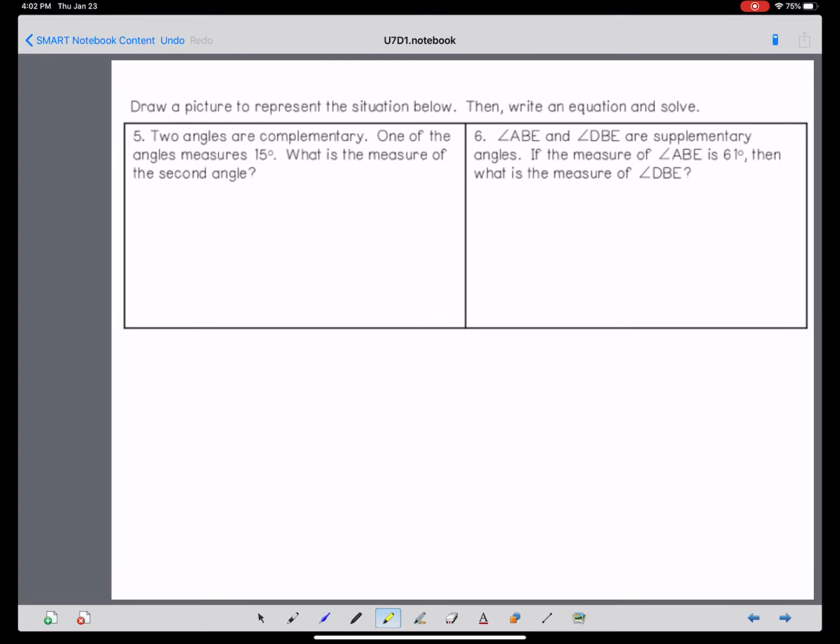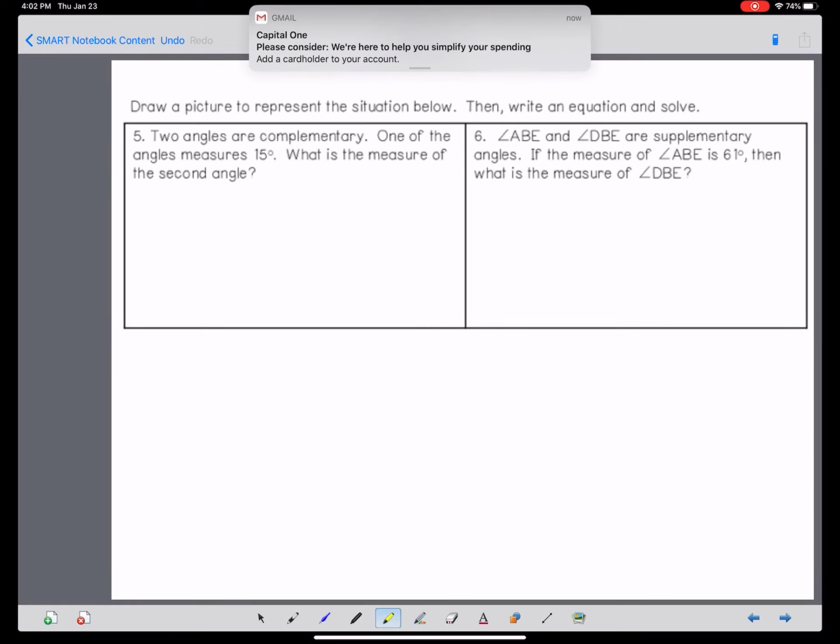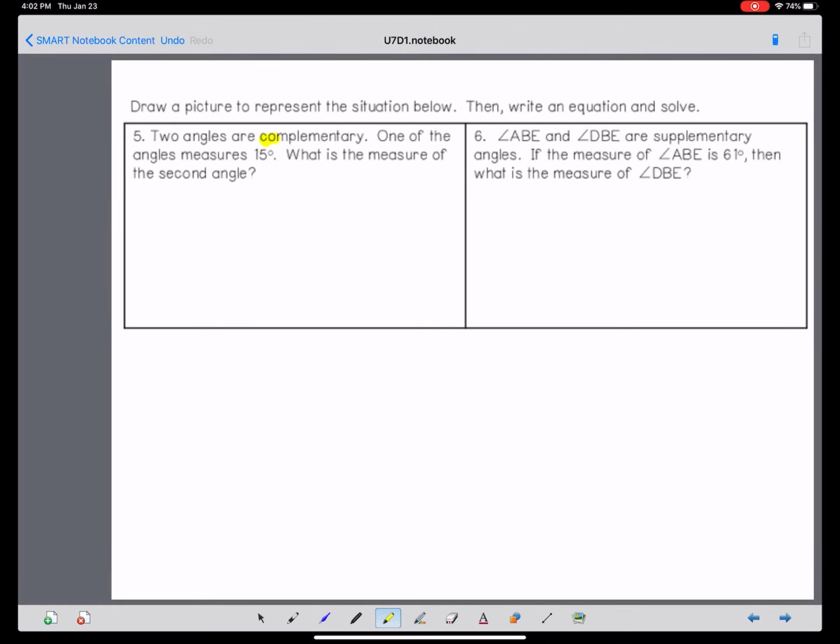All right, next box. Question number 5 says, draw a picture to represent the situation below. Then write an equation and solve. All right, two angles are complementary. So, right here, complementary. Let's go over what that means.